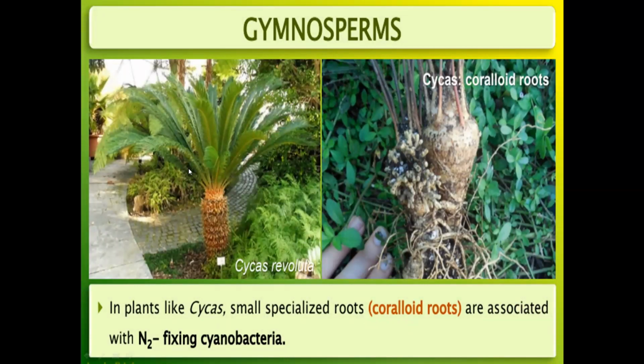This is cycas. In this plant, cycas, small specialized roots called coralloid roots are associated with nitrogen fixing cyanobacteria. These small roots, this is coralloid root. So the cyanobacteria will fix nitrogen and supply nitrogen to the plant, and in turn the plant will give shelter.